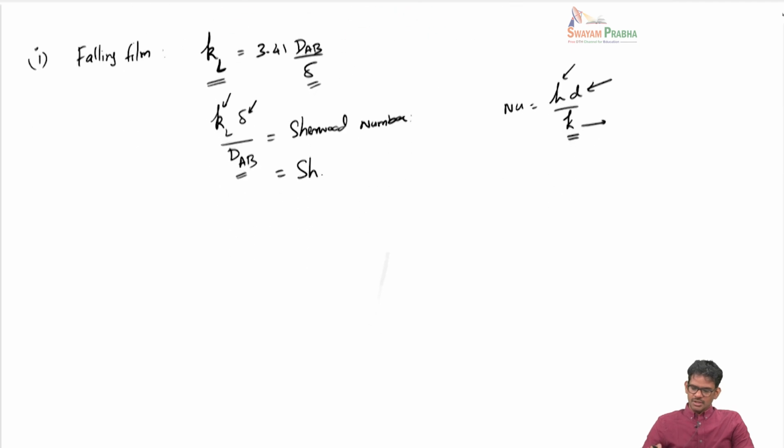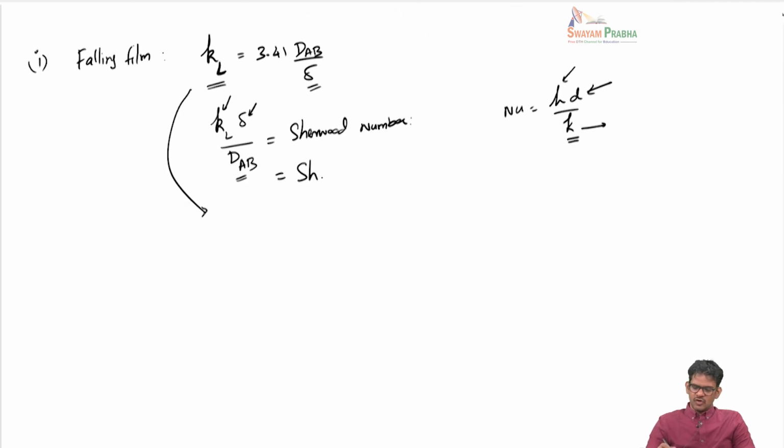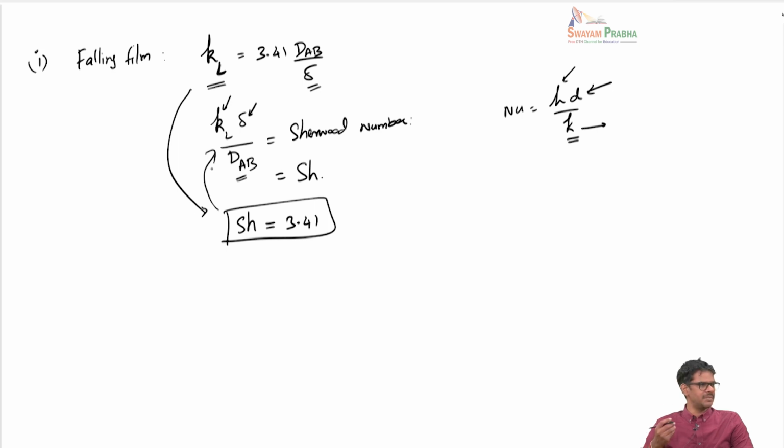Okay, so this expression in terms of non-dimensional number can be simply written as Sherwood number is about 3.41. Generally, information is available in terms of this non-dimensional number. Once you know the Sherwood number, you can go back to the definition of Sherwood number and calculate the mass transfer coefficient.